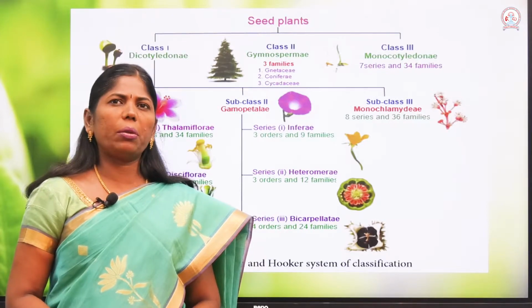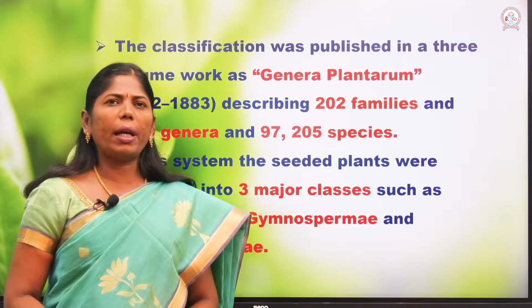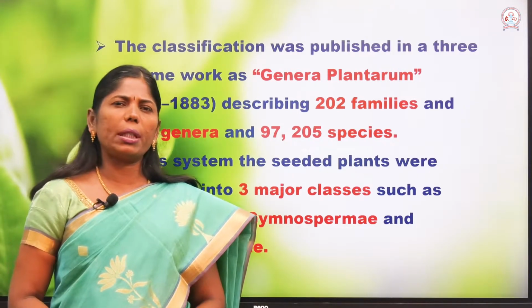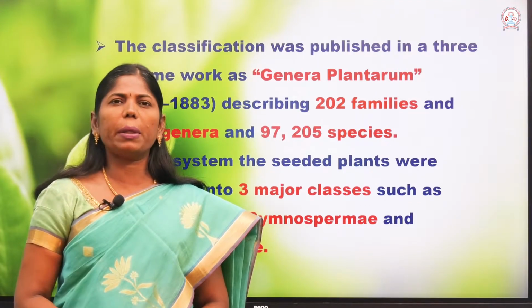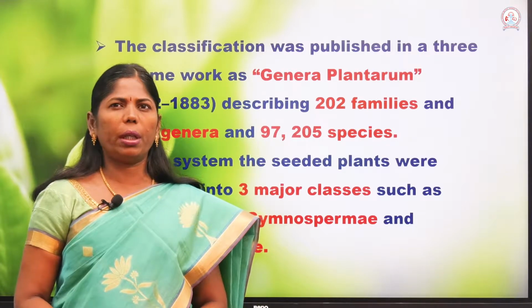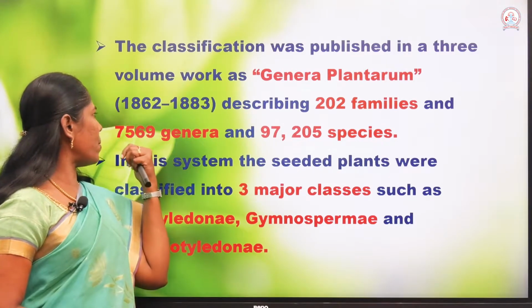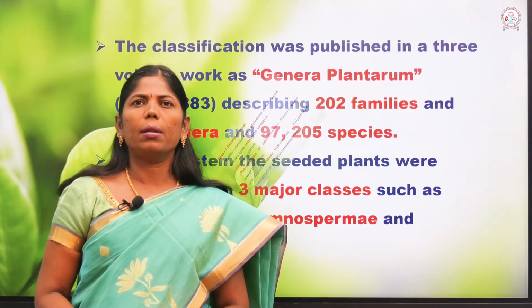Now we are going to learn another classification, the phylogenetic classification. The Species Plantarum is the book written by Carolus Linnaeus. The Genera Plantarum is written by Bentham and Hooker. How many families are there? It has 202 families and 7,569 genera.